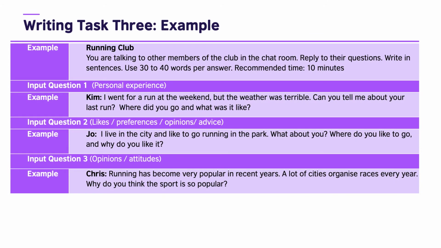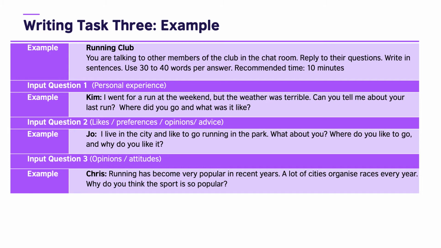Here is an example task from Writing Task 3. The context is a running club. The first question focuses on a more concrete personal experience, and the second question attempts to elicit a personal preference or opinion. The third question asks the test taker to discuss the theme more broadly and more abstractly. This question should always require the test taker to elaborate on the content from a wider perspective than their own personal experience.